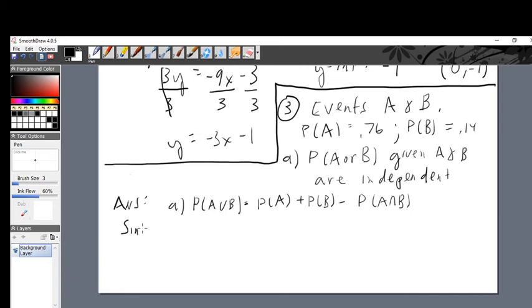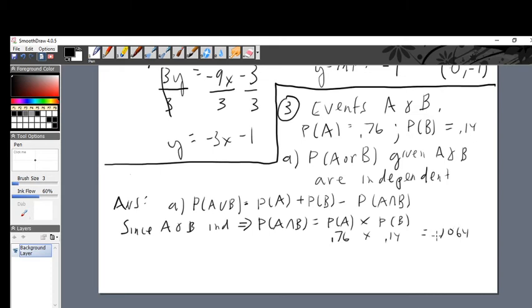This is important. Since A and B are independent, therefore we know that the probability of A and B, we had this formula in class, is equal to the probability of A times the probability of B. So I'm going to be able to find out the probability of A and B. What does that translate into? That turns into 0.76 times 0.14. And what's that equal to? 0.1064. Okay, so we've got everything that we need now.